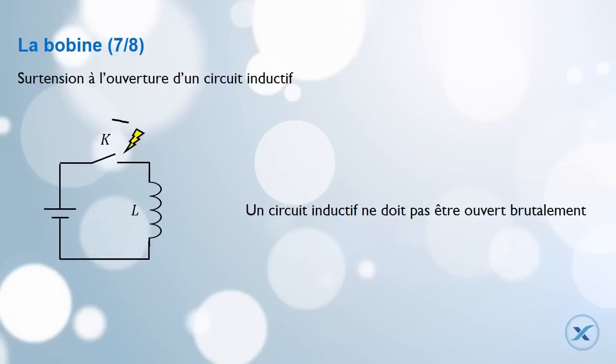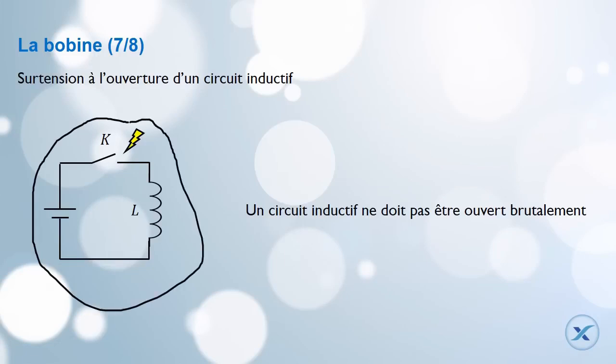One small point, if we have a purely inductive circuit like this one, meaning there's no resistance, and we open this circuit, well, on the one hand, we have a coil which stores energy and cannot release it instantaneously. And on the other hand, we cut the circuit, we open this circuit, and that's instantaneous. Well, what's going to happen is there's going to be an overvoltage and there's a risk of an electrical arc. A small spark will appear. So this is a very abrupt opening and we absolutely must avoid it.